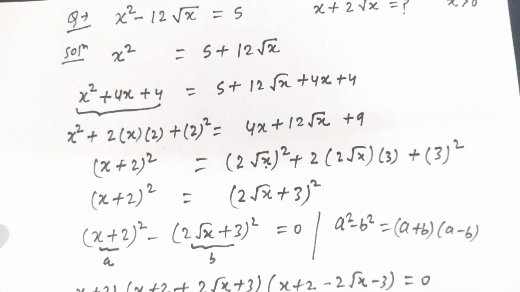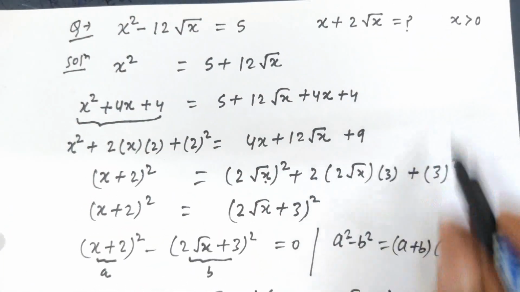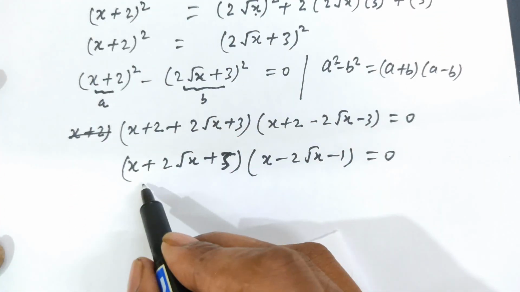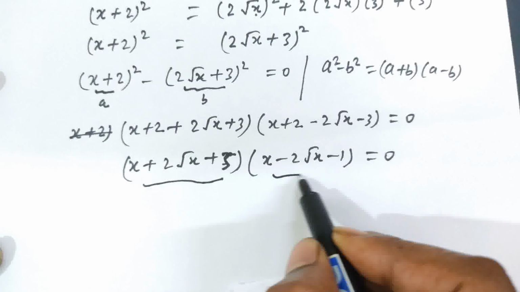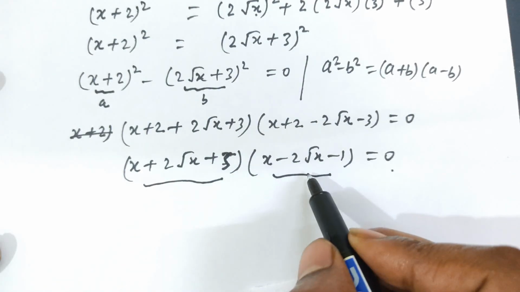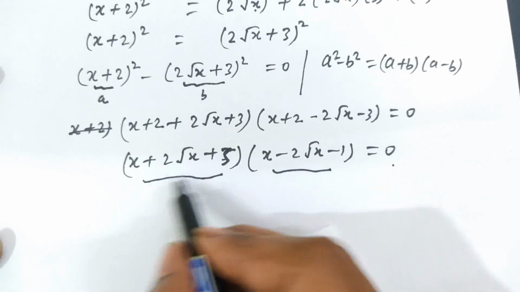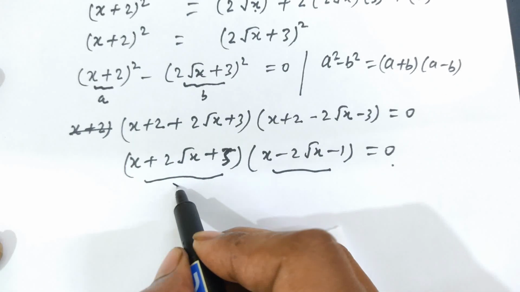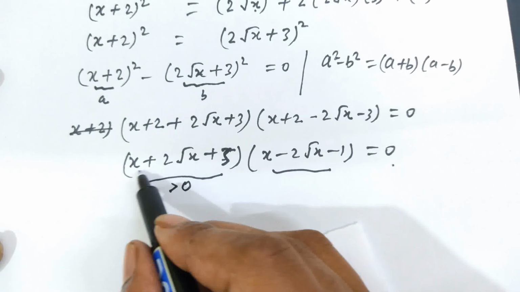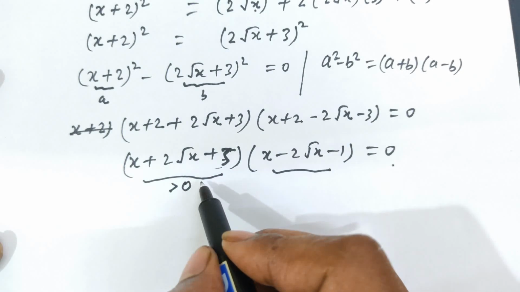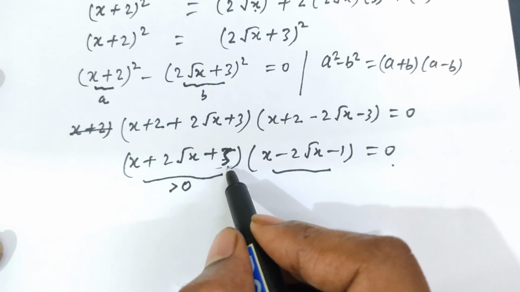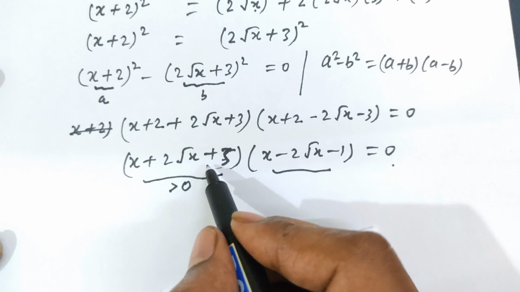Students, it is given that x is greater than 0, it means x is positive, but here multiplication of two numbers is 0, it means either this number is 0 or this number is 0. But this expression cannot be 0. This expression is always greater than 0 because x is positive and the sum of positive numbers cannot be 0. This number is positive, this number is positive, and 5 is also positive. So this expression cannot be 0.